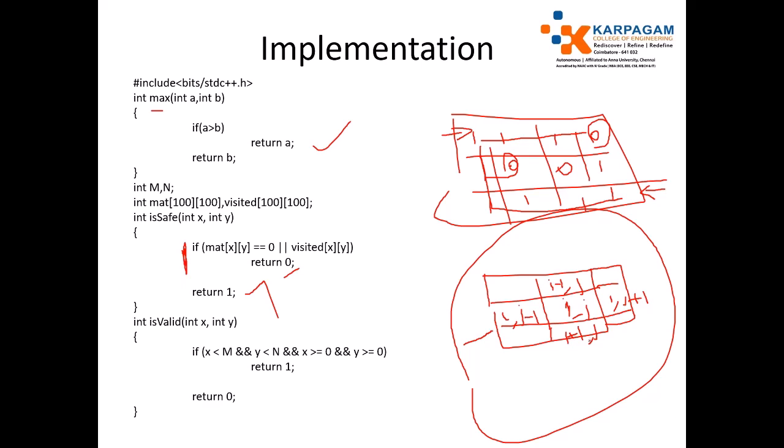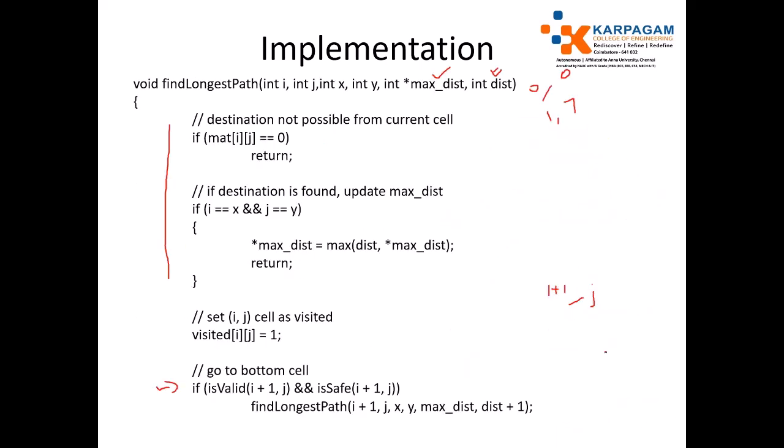You are trying to move to the (i plus 1, j) cell. That is why I have mentioned person j here. If these conditions are satisfied, you can move further. Now you are at the (i, j) cell. To move to the next cell, you can call this same function by passing i plus 1 comma j, and the destination should be the same.